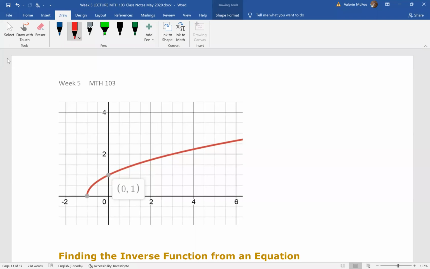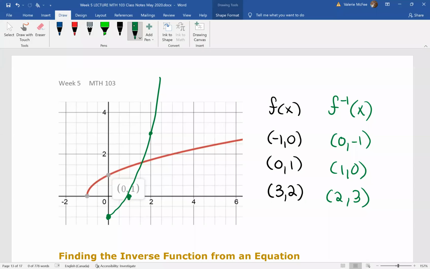All right, one more. Graph the inverse function. And does your graph look like this? Again, it's reflecting across the line y equals x, intersecting on that line, and every point is an equal distance from that line.